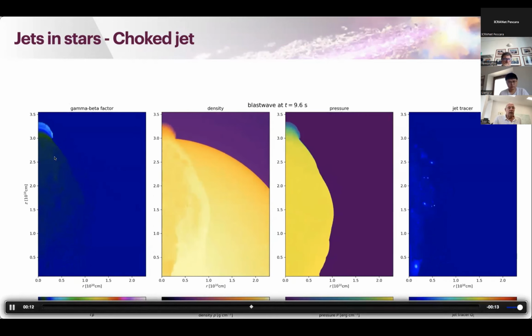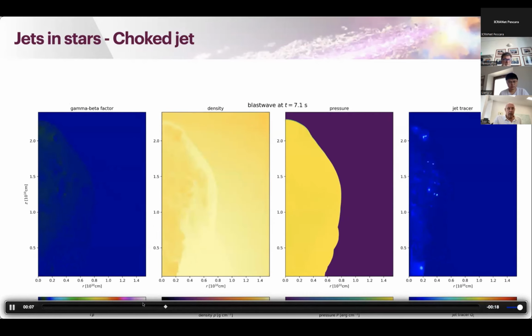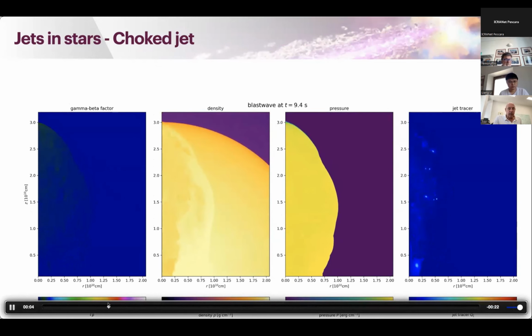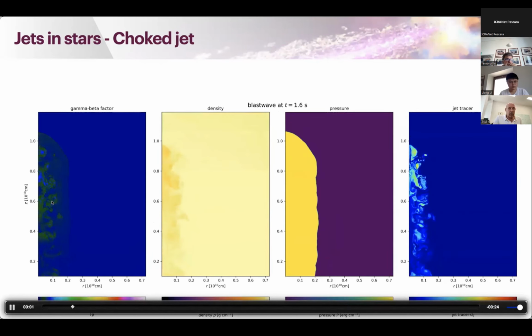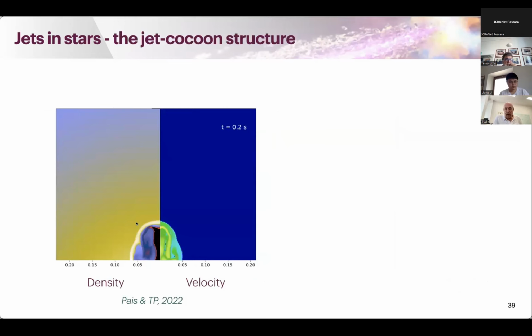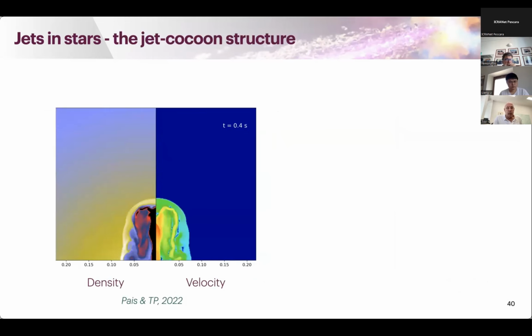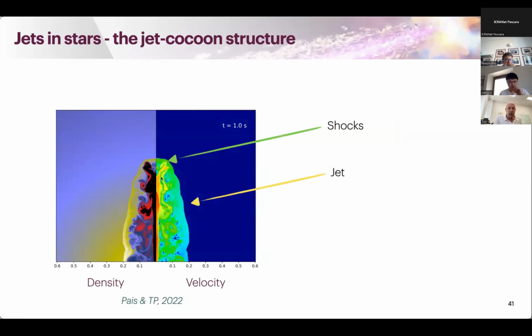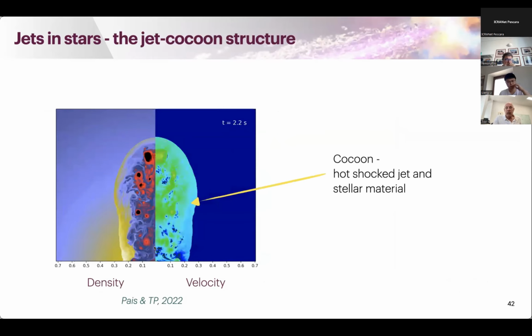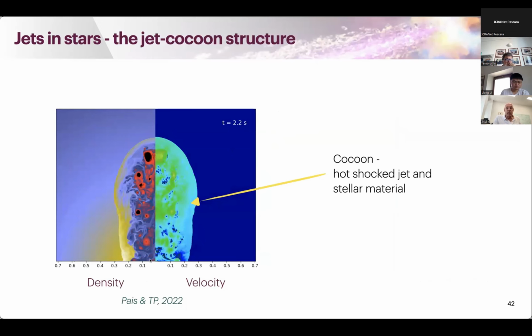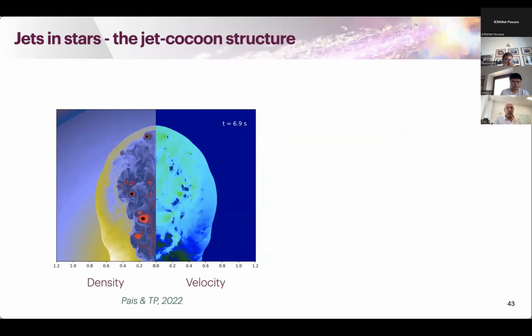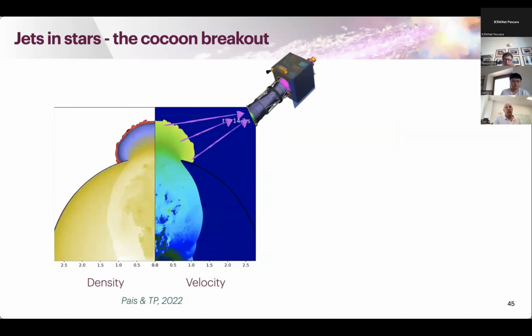And that's it. The jet was choked here. The jet disappeared around here. Yeah, let me begin from the beginning. You see the jet, I'll show it step by step. This is the beginning, the jet propagates. You can still see the jet. The jet is here along the axis. That's it. The jet disappeared. The jet was choked because the engine was stopped. And now we have only the cocoon. And now the cocoon expands and breaks out. And this is what we see.